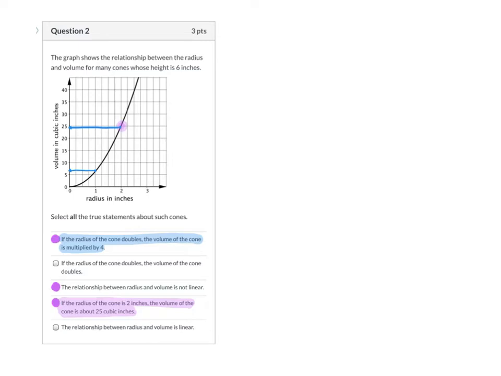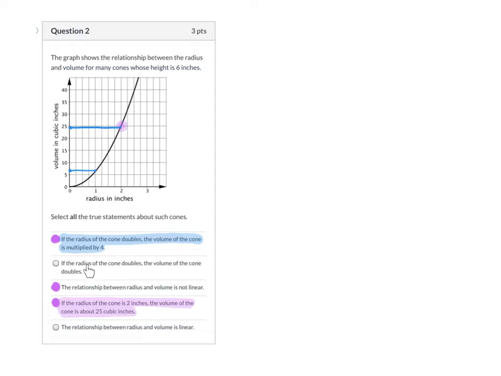You can see which options I chose, but let me walk through it. First, this one says the relationship between the radius and volume is linear. Obviously, it's not linear because we can see it makes a curve. This one says if the radius of the cone doubles, then the volume of the cone also doubles. Where this says if the radius doubles, then the volume of the cone is multiplied by 4.